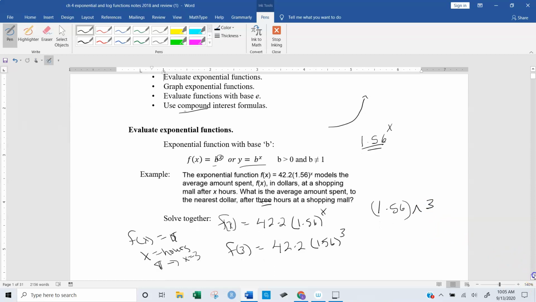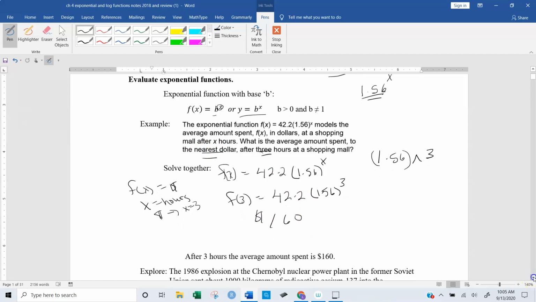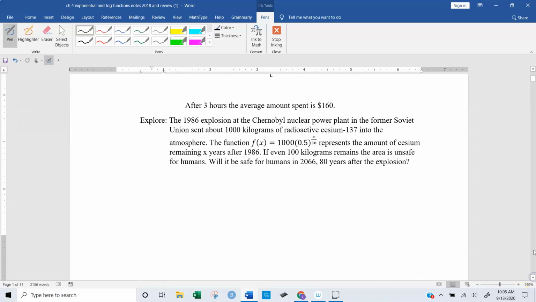All right, type that in and you should get roughly $160. And since it said nearest dollar, we are not going to do the cents, and they're going to spend roughly $160 if they spend 3 hours in the mall. All right, pause and do yours.